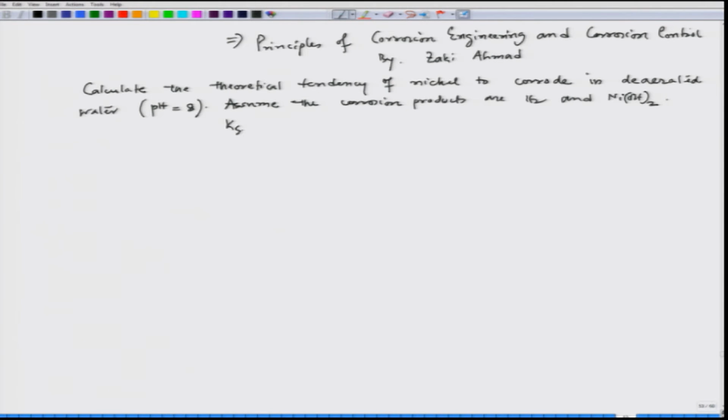Data given: Ksp for Ni(OH)2 equal to 1.6 into 10 to the power minus 16. E0 Ni plus plus/Ni equal to minus 0.25 volt. Temperature of course is 298 Kelvin, pressure equal to 1 atmosphere.